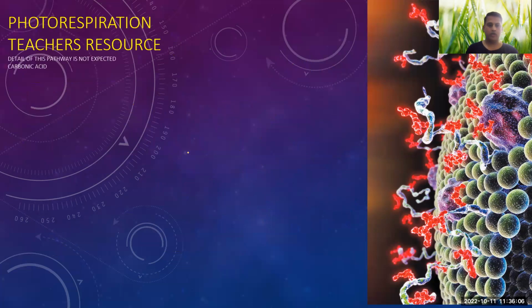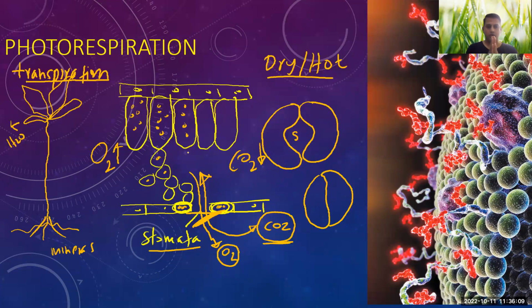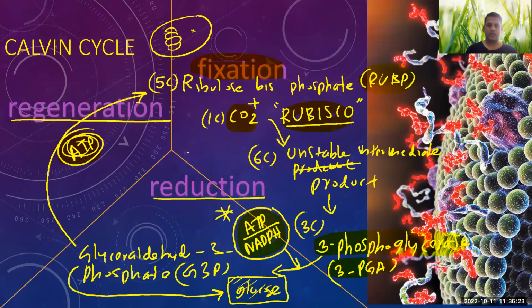Okay, now in the enzyme section you have learned that enzymes are specific to the substrate. In this case, what is the substrate? Carbon dioxide and ribulose bisphosphate, RuBP. RuBP and carbon dioxide are the substrates. The enzyme is Rubisco. Rubisco is specific to carbon dioxide and ribulose bisphosphate.